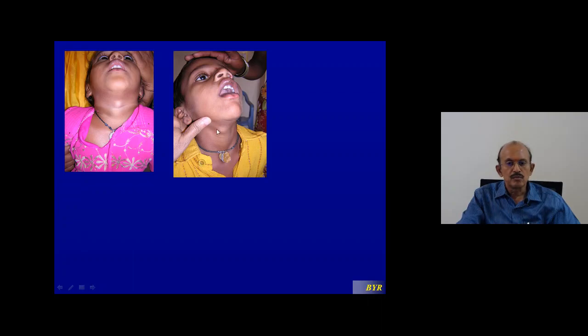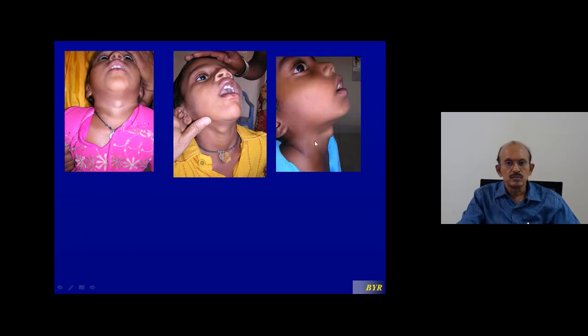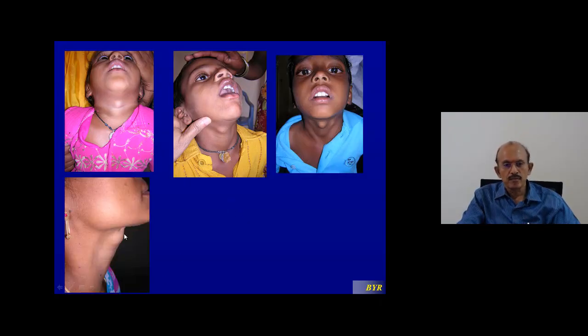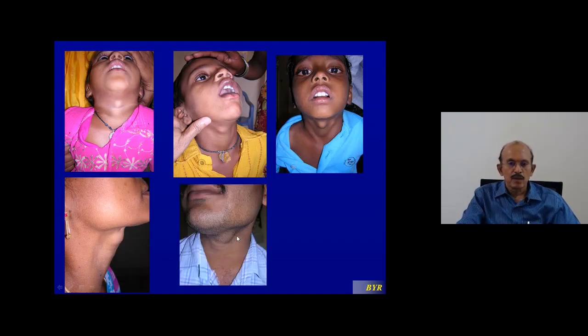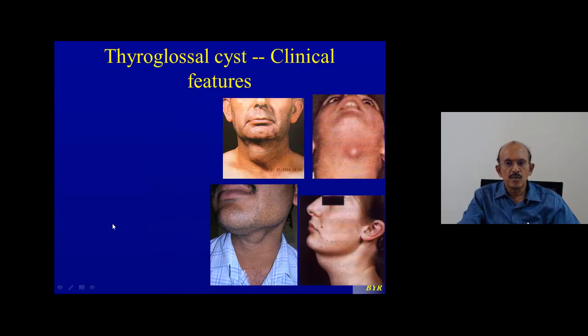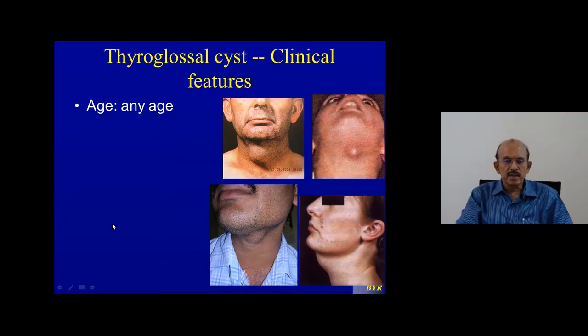This is one more. This is a thyroglossal cyst situated over the thyroid cartilage. Over the thyroid cartilage, it is not on the midline. It is slightly to one side, most commonly to the left side. It is over the cricoid cartilage. It can manifest at any age. It can be there in infants, children, or old age people.